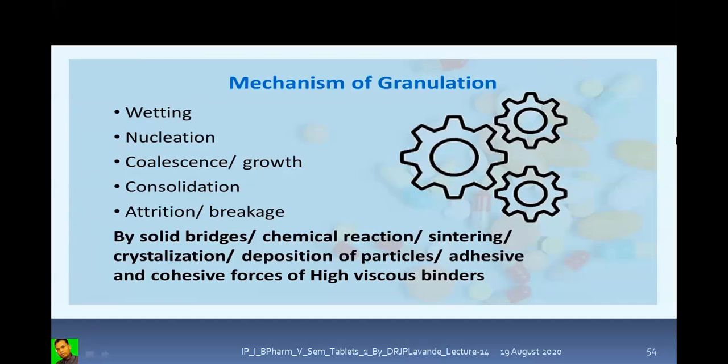If you want to, you can go through the details of all these. But as far as our syllabus requirement is concerned, we just need to know the different mechanisms by which granules get formed. That's why I have mentioned all these here. For further detail, you need to go on exploring each and every mechanism. You are going to come to know the pages of details.